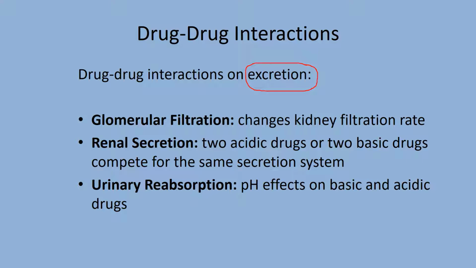We already mentioned the pH effects of urine on acid and basic drugs. So a quick review of the pH scale. It ranges from 0 to 14. Low pH is acid, high pH is base, and 7 is neutral. So remember, opposites attract in this case. If your urine is basic, it's going to suck in acid drugs, eliminating them quicker. If your urine is acidic, it's going to suck in basic drugs, eliminating those basic drugs quicker.